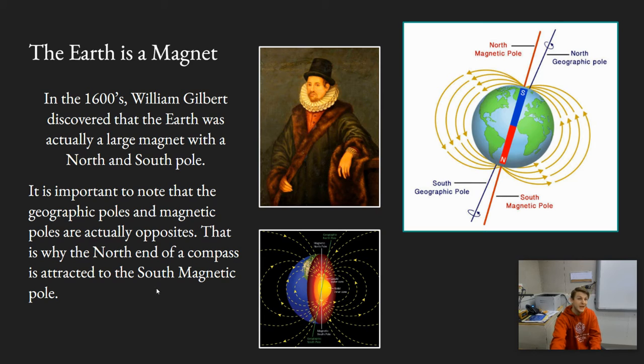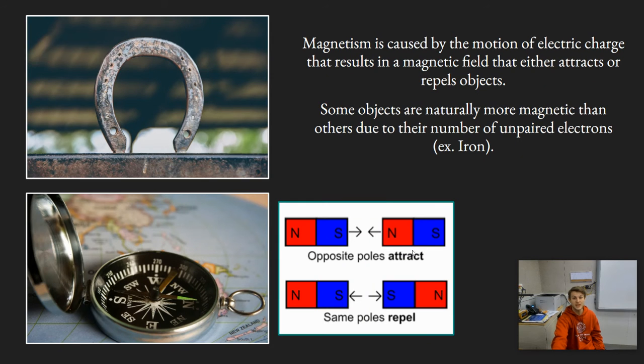But the reason why it's attracted to the north geographic pole is because that's actually the southern magnetic pole, because it's an opposite charge, and we know that opposite charges attract. So north and south magnets attract, while south and south magnets would repel. So you have to orient magnets the right way. And there's a reason for this.